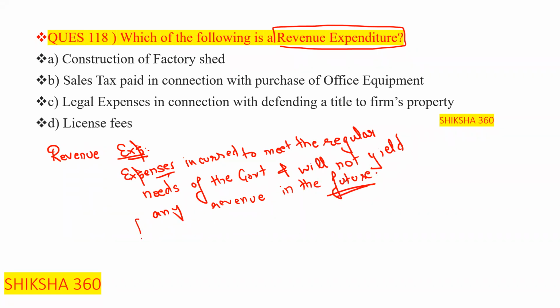Generally we can say that the government here spends money that it cannot recover. So construction of the factory shed, there is construction, that is capital.